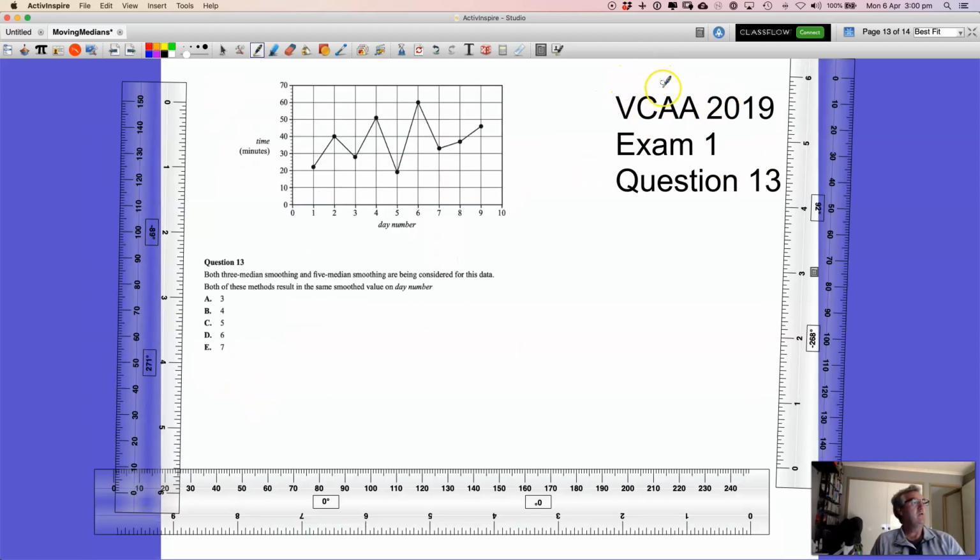Okay, here we go with the 2019 Exam 1, question 13. Have a read, consider your strategy, and see whether you can come up with an answer. Pause the video, have a bit of a think. Okay. Now, this question's asking for us to consider both 3 median smoothing and 5 median smoothing on the same set of data. And both of these methods result in the same smooth data value for 1 day along here.